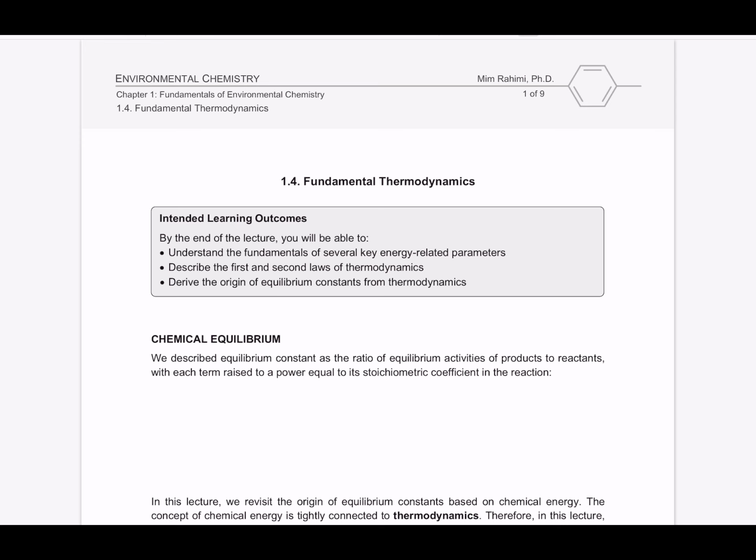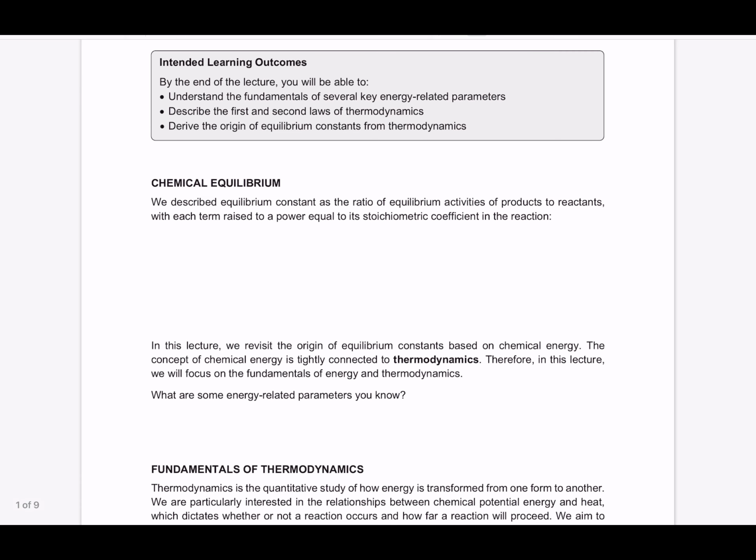Specifically, we're going to talk about fundamental understanding of several key energy-related parameters. Also, we're going to talk about the first and the second laws of thermodynamics, and then talk about the equilibrium constant we had in the previous lecture, but from the angle of energy. So quickly, an overview of what we talked about.